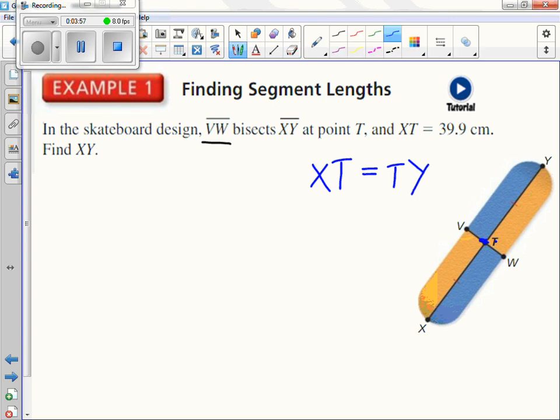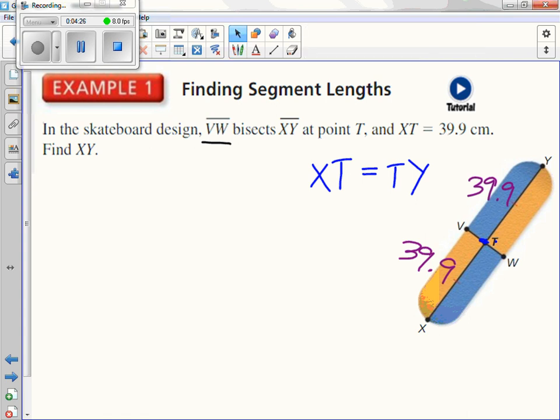Because if we read on, XT is 39.9 centimeters. 39.9 centimeters is this measure right here. Since these are equal, this length up here is 39.9 also, because they are equal, they are the same. Because XT is 39.9, TY is 39.9. Okay, so we have that.